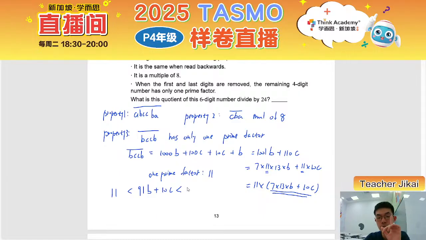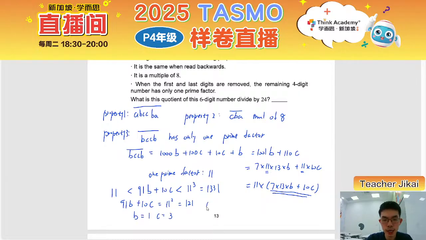But is it larger than 11 cube, which is 1331? For 11 cube, we need to think about the largest situation. So B here is 9, C here is 9. Of course, it is smaller than 11 cube. So no. So we know 91B plus 10C is 11 square, right? So it will be 121. B here is 1. C here is 3, right?